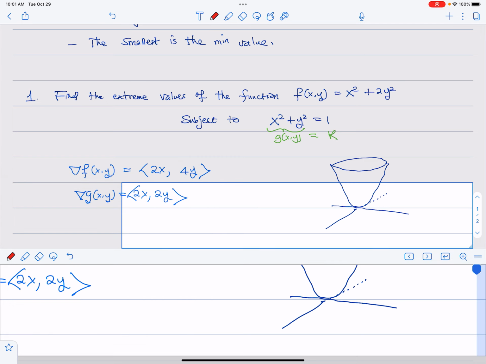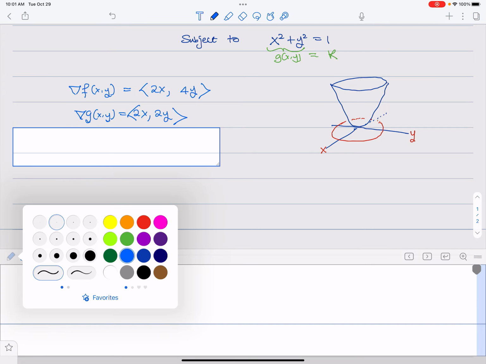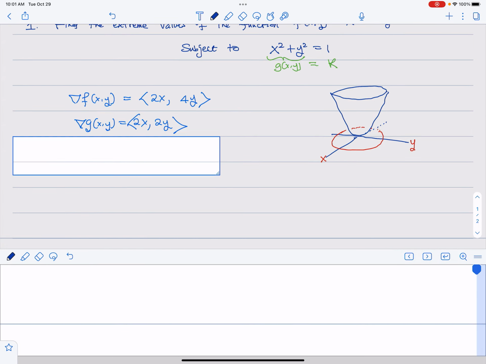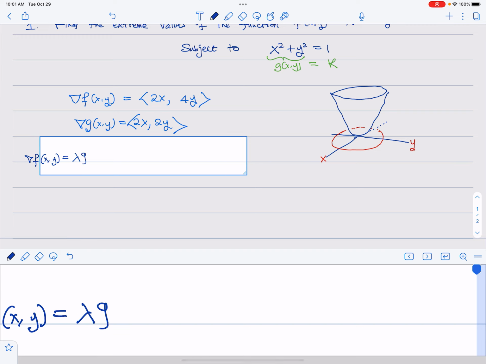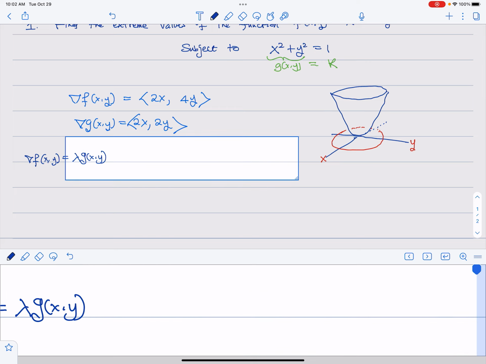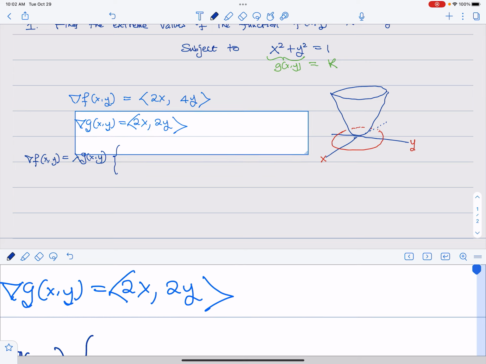Okay, so we have the two gradients right here. The next thing we're going to do is look at what the parallel nature of the two gradients is going to give us. So remember that we're supposed to assume that the gradient of f is lambda times the gradient of g. So if that is the case, what do we have? So this will give us that 2x here.